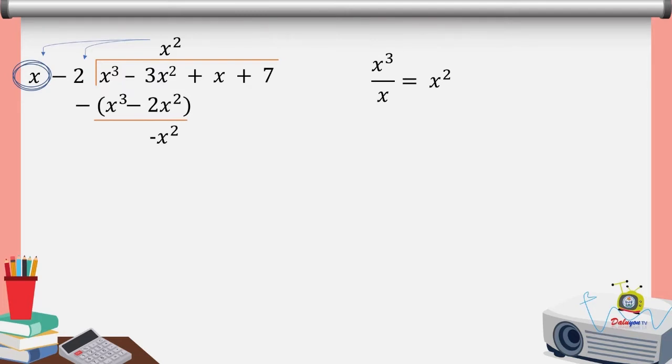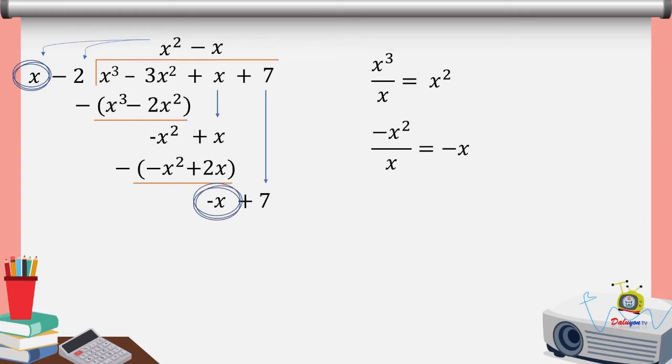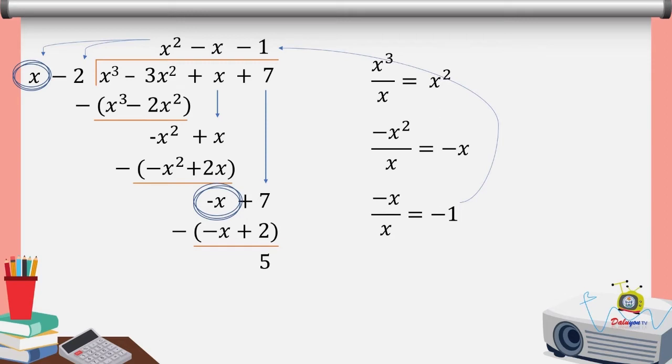Let's repeat the steps with the next terms. Divide negative x squared by x. Write the quotient on the top, multiply it to the divisor, then subtract. Now divide negative x by x. Just repeat the steps: write, multiply, and subtract. Since there is no other term to bring down, we already have an answer.